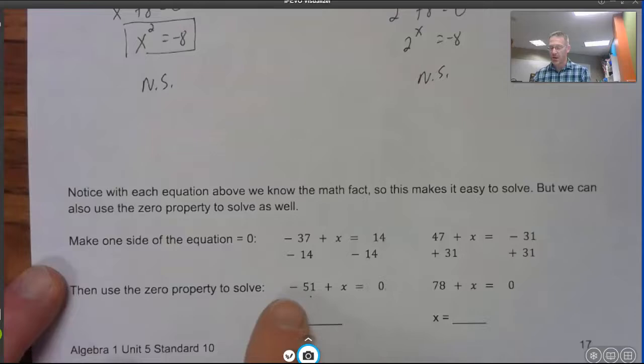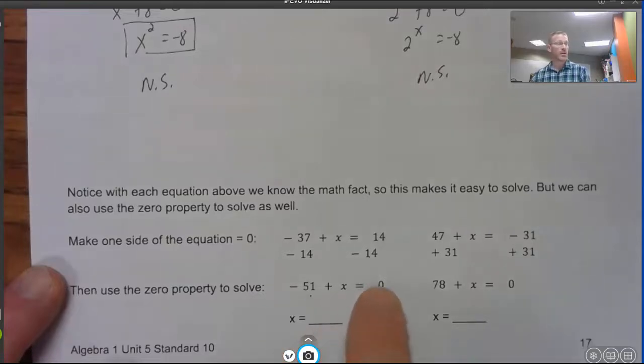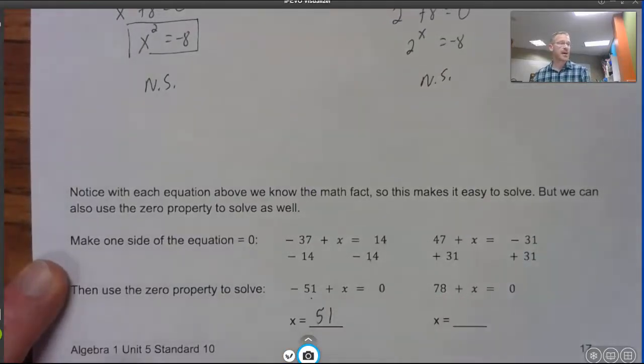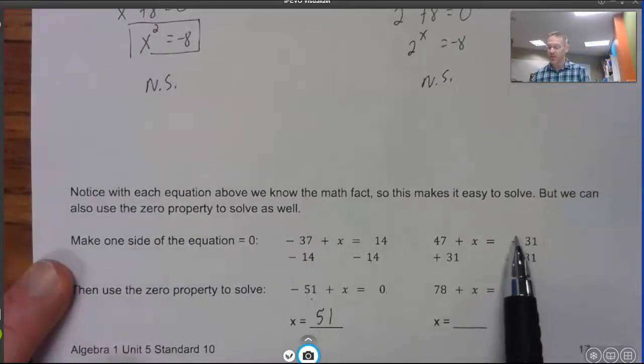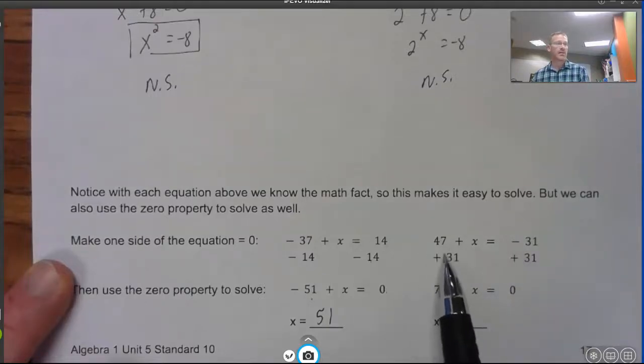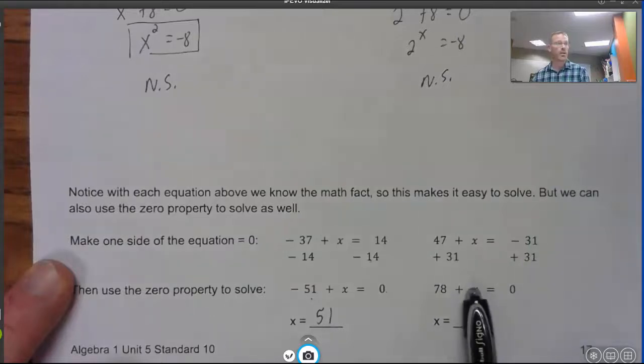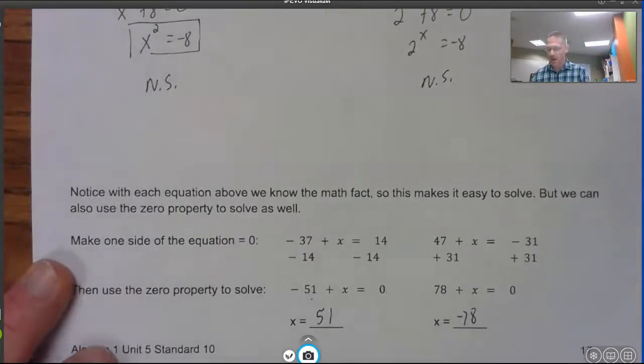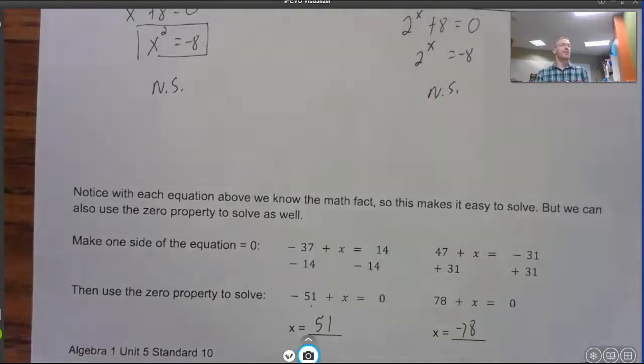And then once again, negative 51 plus what is 0? 51. We know they have to be opposites. Notice over here, I have a negative number, so to make this 0, I have to add 31. Once again, then I have to line them up over here. I have to add 31, number to number, 78 plus x. So 78 plus what is 0? Negative 78.